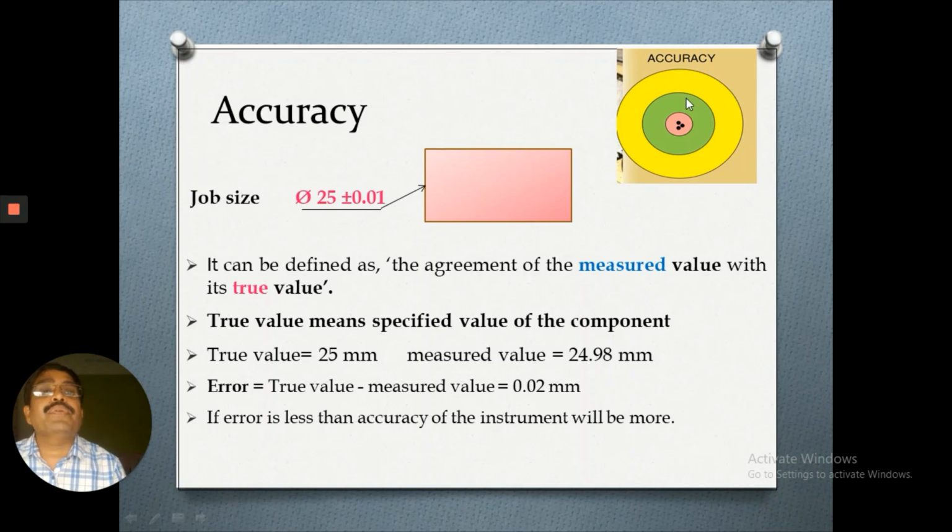As a second example, here is a dartboard, and there are three zones: pink, green, and yellow. Suppose a person is asked to hit the pink zone, and this pink zone is the true value. If he hits exactly in the pink zone, then we can say that it is accurate. I think from this diagram it is very clear.